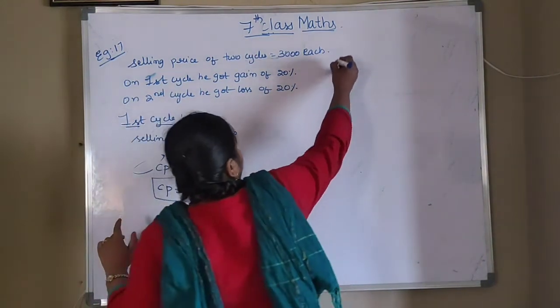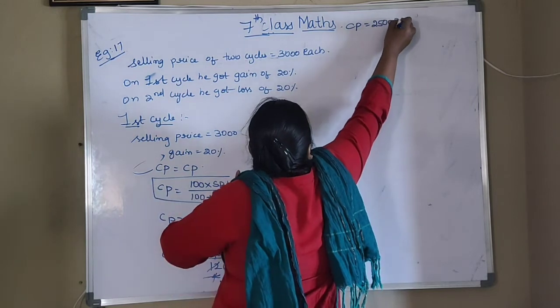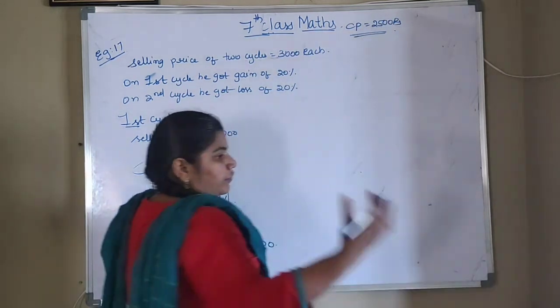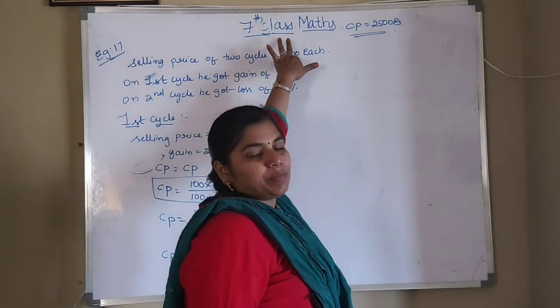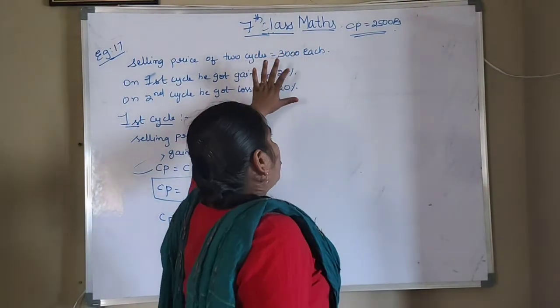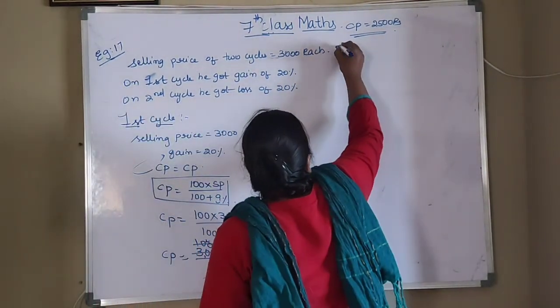That means what is the cost price here? Cost price is 2,500 rupees. So he bought for 2,500. He sold for 3,000. That means how much gain did they get? They got 20% gain. Now we will find for the second cycle.